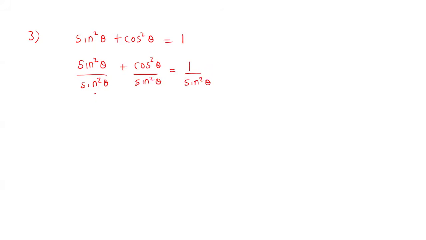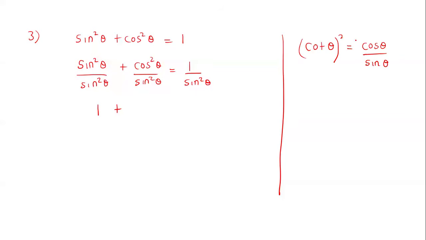Now, sine squared theta divided by sine squared theta is 1, plus, you remember we looked at it yesterday when we were starting, we know very well that cot theta is the same as cos theta divided by sine theta. Now, what about when I square? So when I square this side and I square this side, it means that I'll have cot squared theta equal to cos squared theta divided by sine squared theta.